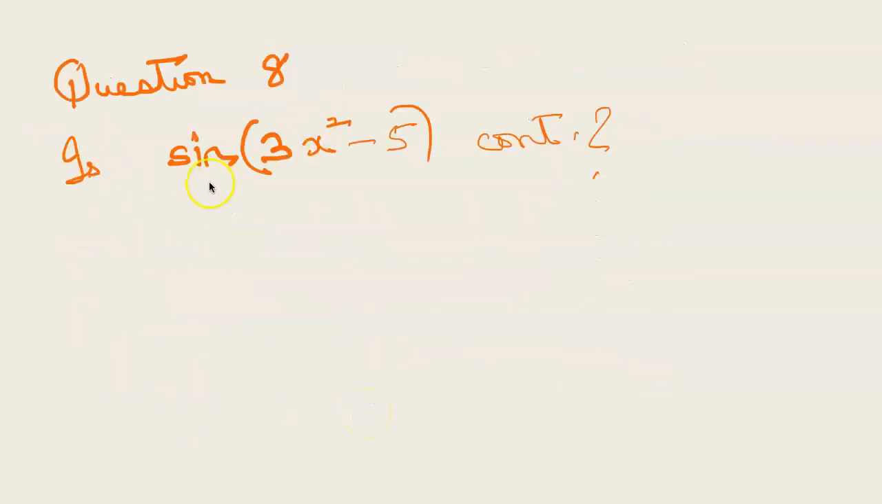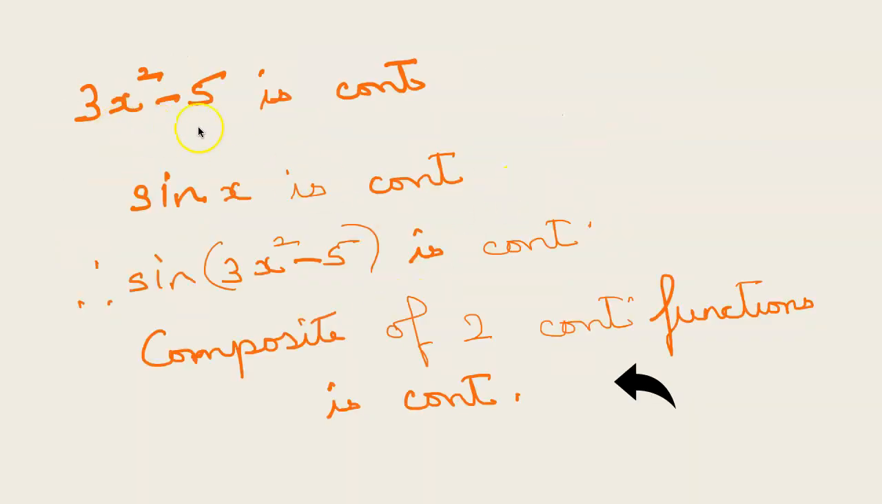Coming to question 8, is sin of 3x squared minus 5 continuous? So 3x squared minus 5 is continuous because it's a polynomial function. Sin x is continuous because it's a trigonometric function. So sin of 3x squared minus 5 is continuous because the composite of two continuous functions is continuous.